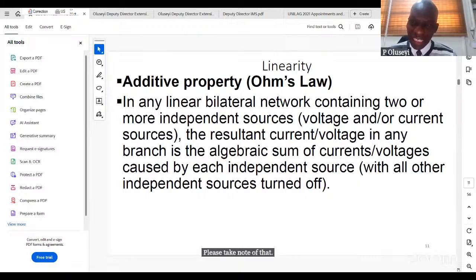For any linear bilateral network that has more than one source, two and above, if it has that number of independent sources, be it voltage or current source, you have the privilege and the freedom to split it into the number of sources that it has, work them individually or independently, and then you can now do the sum of all of them together to get the total action or total influence of what is going on within the network.